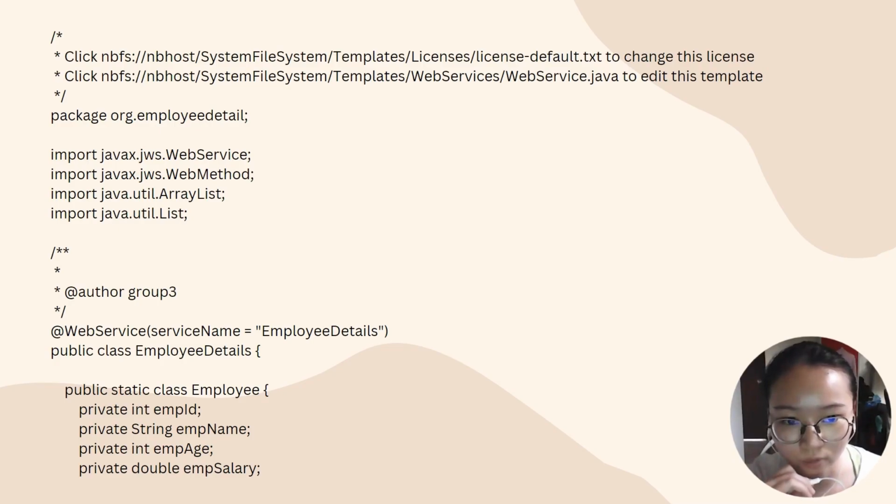This is the coding of the employee detail web service project. It starts with package org.employeedetails. The web service name is EmployeeDetails. Then we publish the class name as EmployeeDetails. Then we put the public static class Employee.